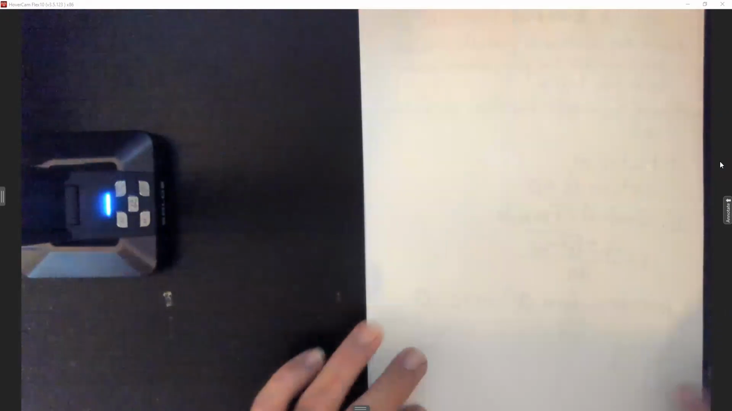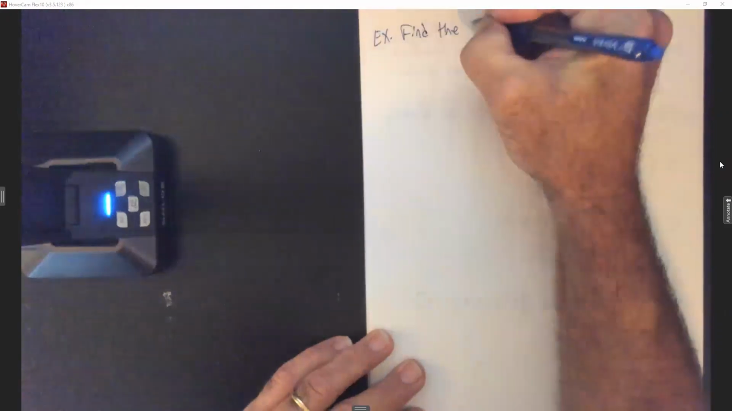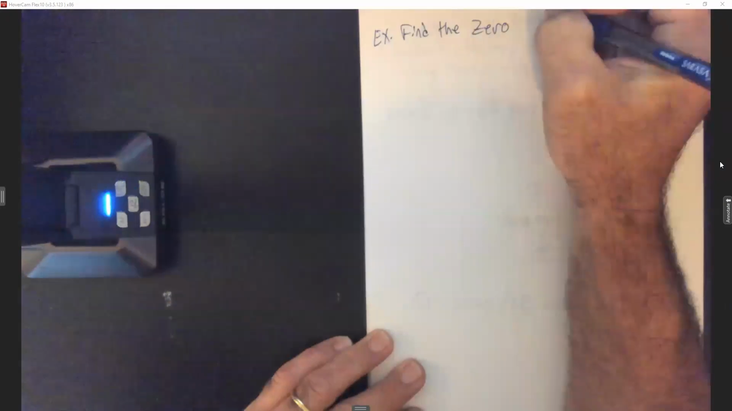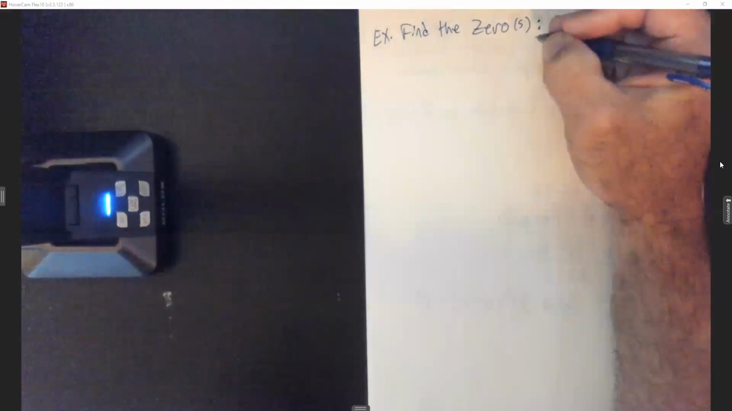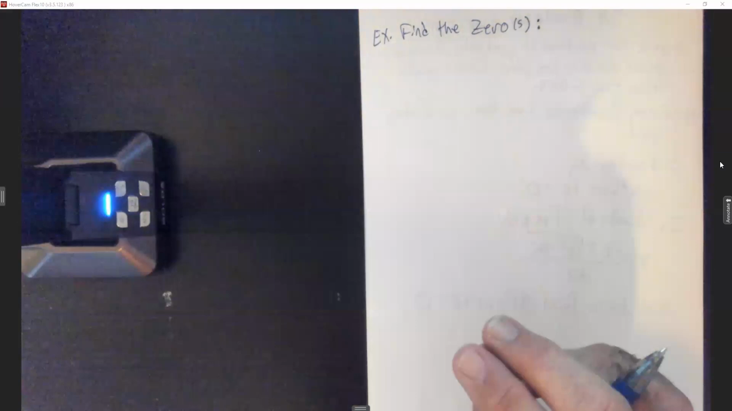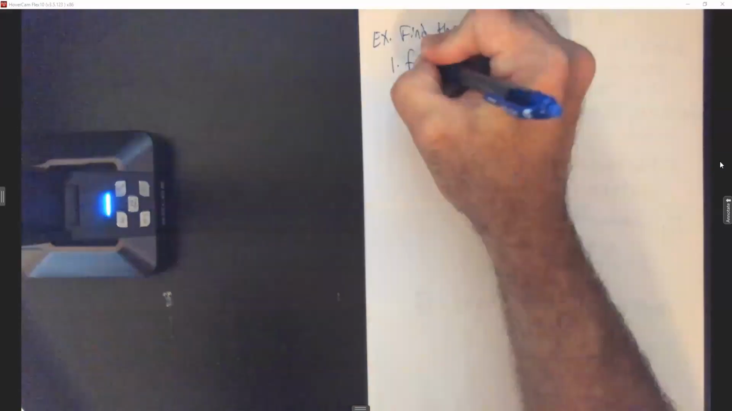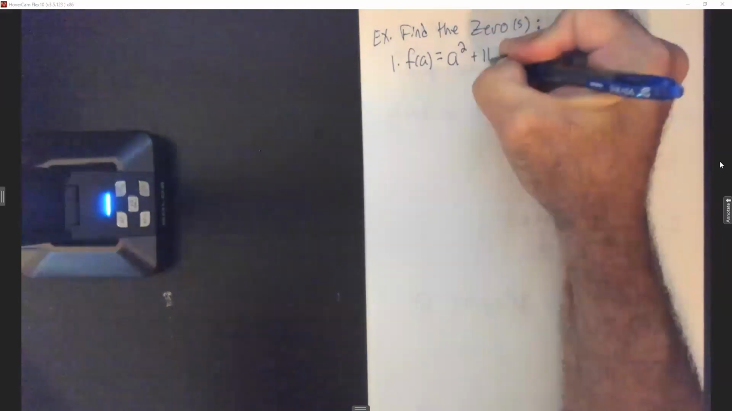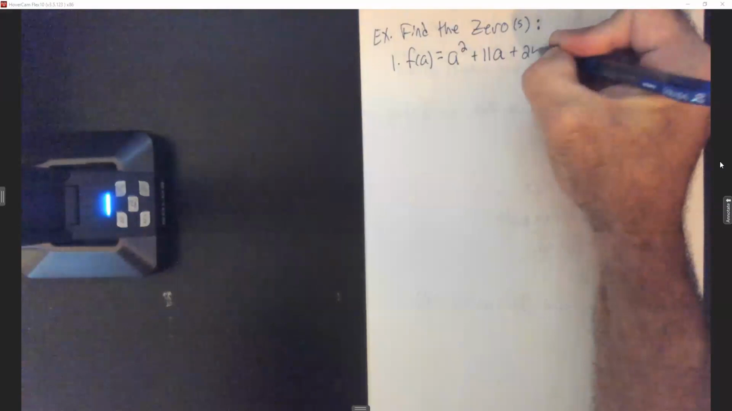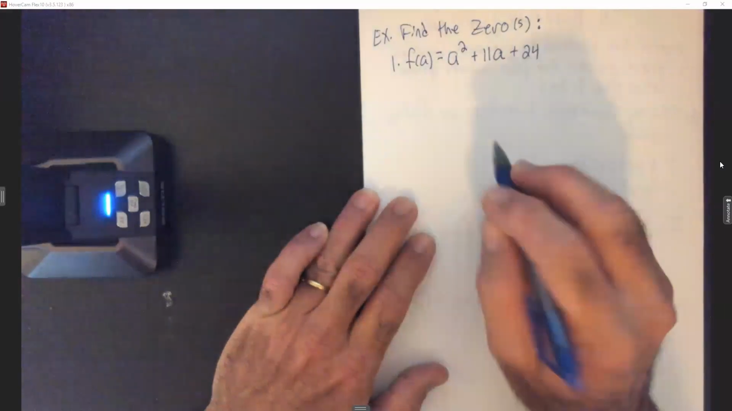So let me turn over and let's start looking at these. So we're going to find the zeros. And they always put the S in there because it could be 1, 0, or more zeros. So I'm telling you, since they're quadratic, they're going to have 2 zeros unless it's a repeating type polynomial, okay? So y'all, my first one is going to be f of a equals a squared plus 11a plus 24. So no matter which method I go, I would take this a squared plus 11a plus 24 and set it equal to 0.